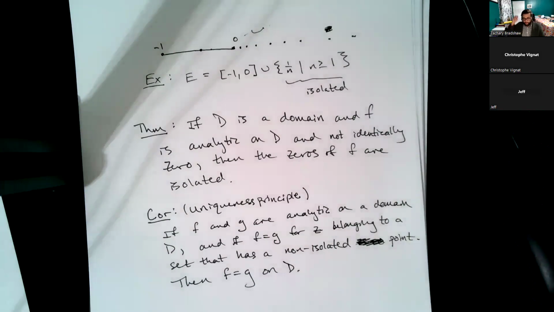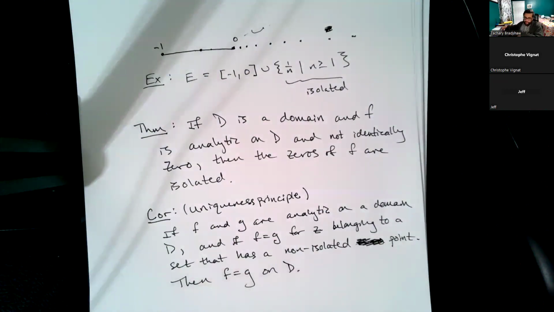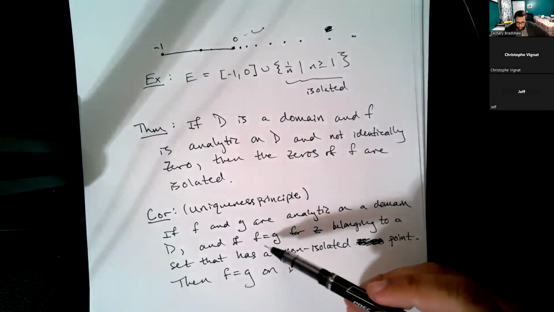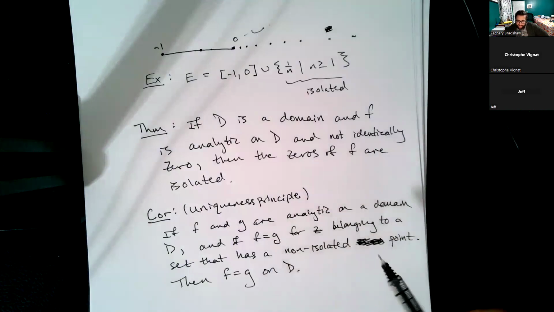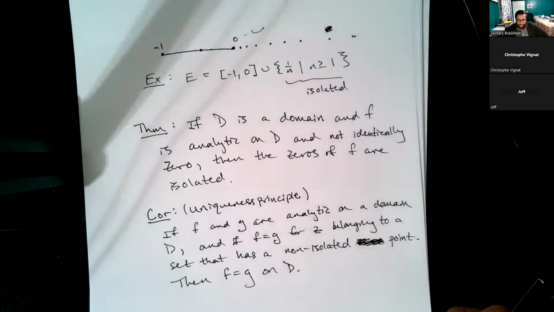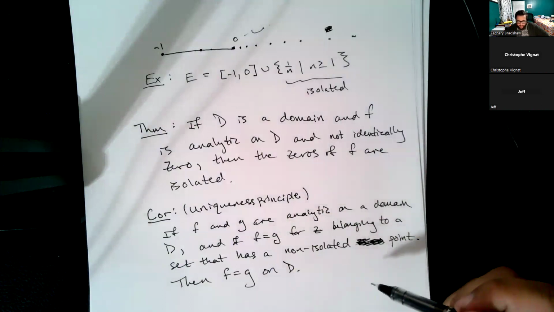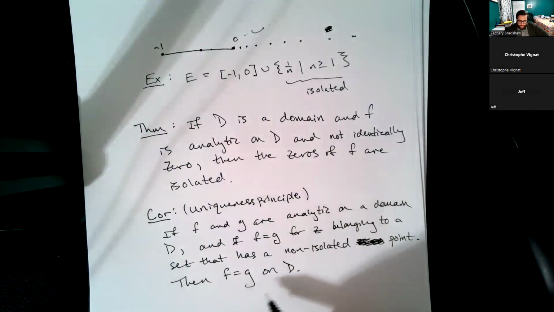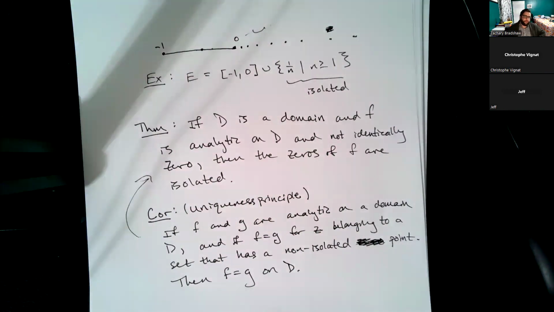Right, yeah, okay. So if you have two functions that are analytic on some domain, and if those happen to be equal to each other for z belonging to a set that has a non-isolated point, so z doesn't have to be the non-isolated point, z just has to belong to a set that has a non-isolated point, an example of that would be the real line, then in fact, F is equal to G on the entire domain. That is implied by this theorem, which we're going to prove next time.